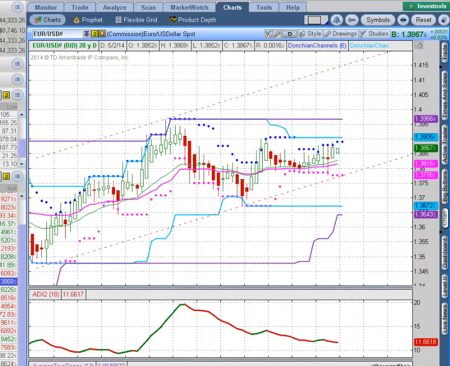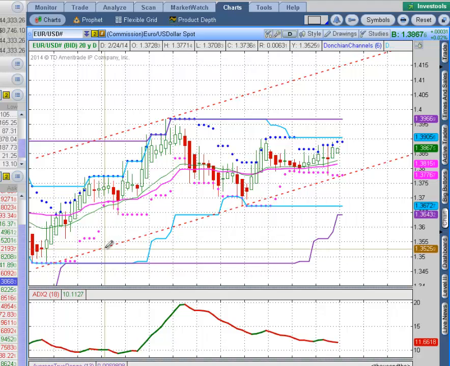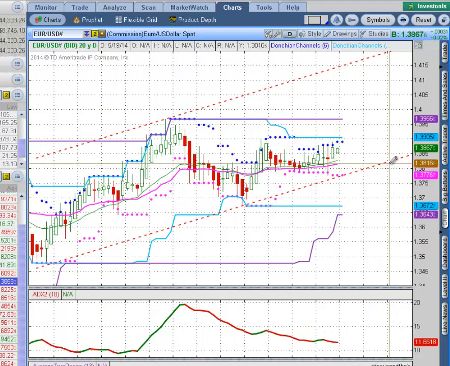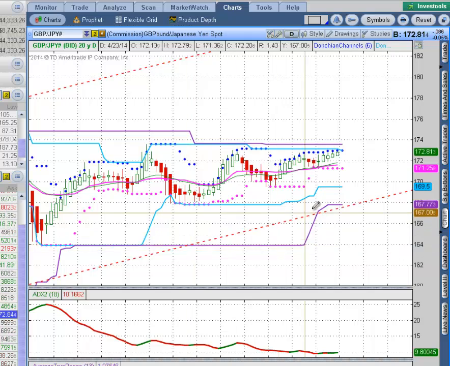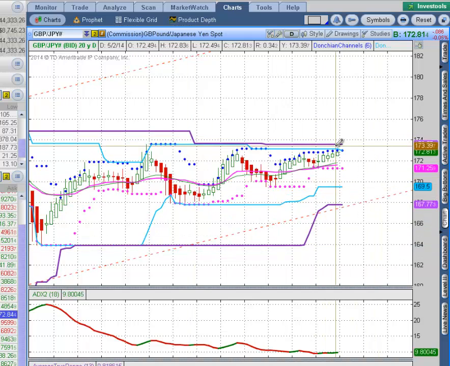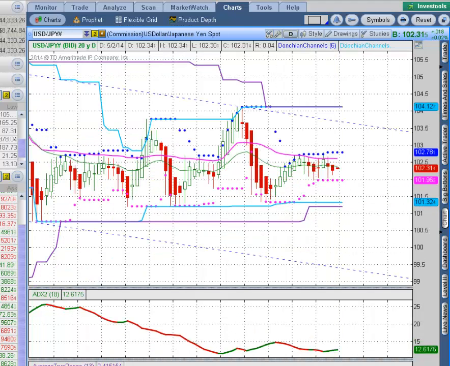This is the Euro US dollar. Price has been in a medium-term uptrend channel. We're now looking at the pound yen. This has been in a long-term uptrend channel. However, over the last couple months, this price has been going pretty much sideways. And last is the US dollar yen. This has been in a long-term downtrend channel. Price most recently, though, has been going sideways.